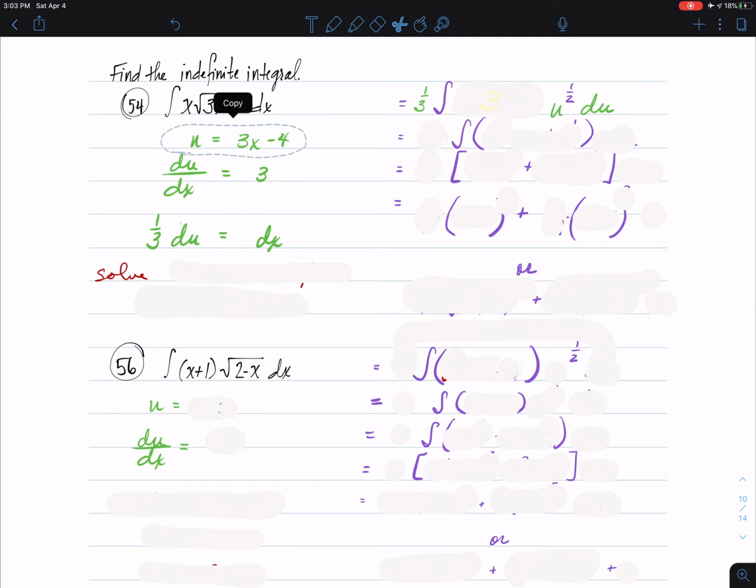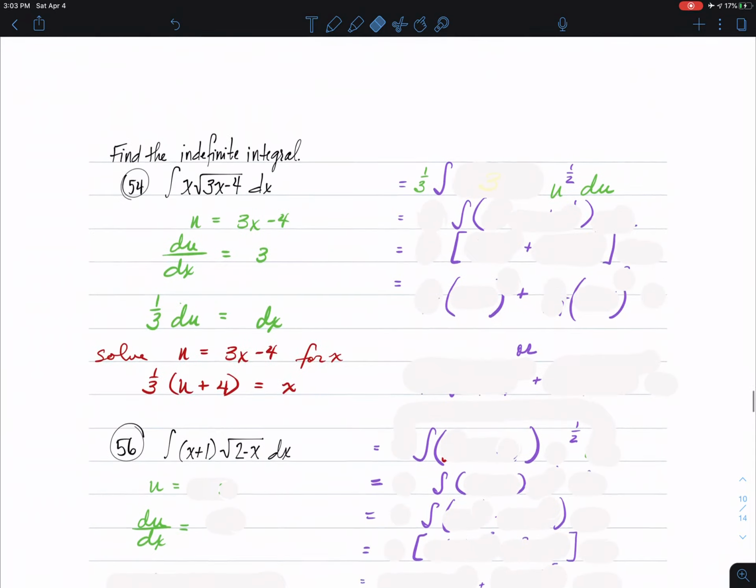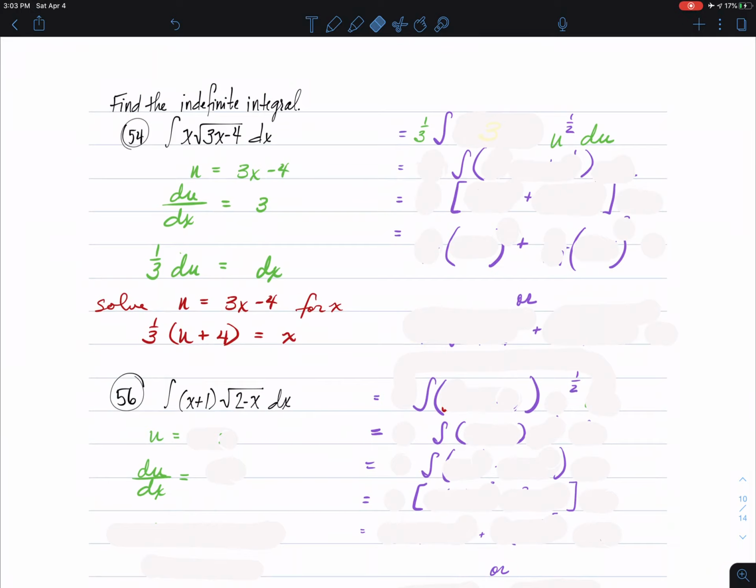Let's get x alone. So we want to take u equals 3x minus 4. Let's solve for x. So it's going to be 1/3 quantity u plus 4. Adding 4 to both sides, dividing by 3 on both sides. So now that x can be substituted with 1/3 u plus 4 quantity. And so that's going to be the third part of that.